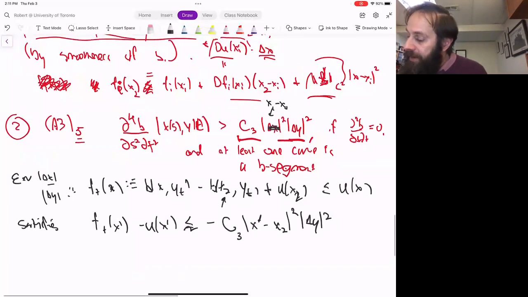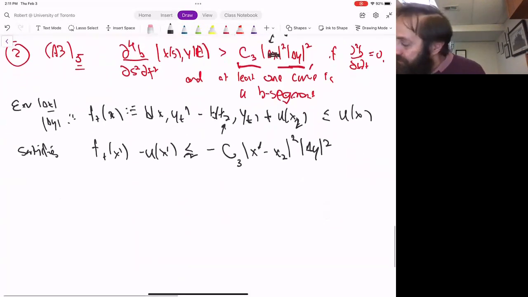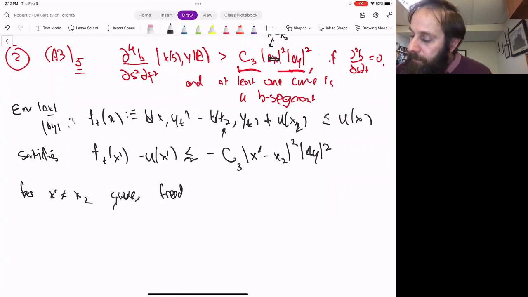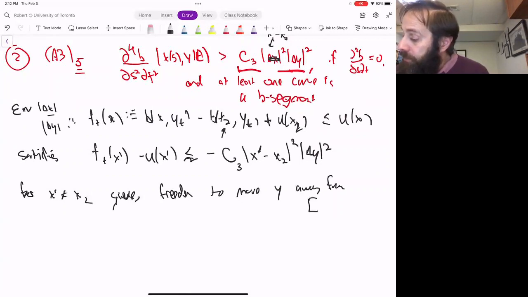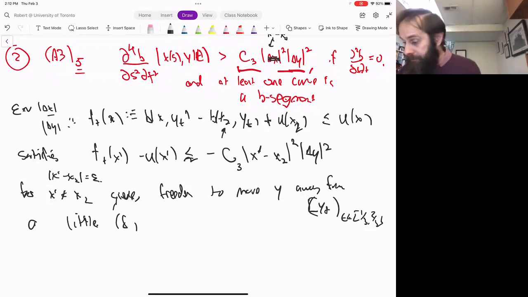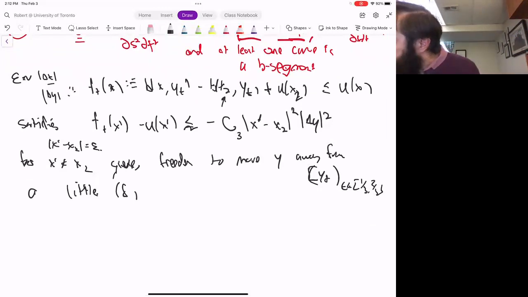And because I have this estimate, of course, when x prime equals x2, that doesn't tell me anything. But when x prime is a distance epsilon from x2, it does tell me something. It tells me that I have some freedom, for x prime not equal x2, to move y away from the middle third of yt a little bit. And how much is the little? The little is going to be delta, and the distance between x prime and x2 is going to be epsilon in this sequence of estimates. So I can move y a little bit without spoiling the following inequality.